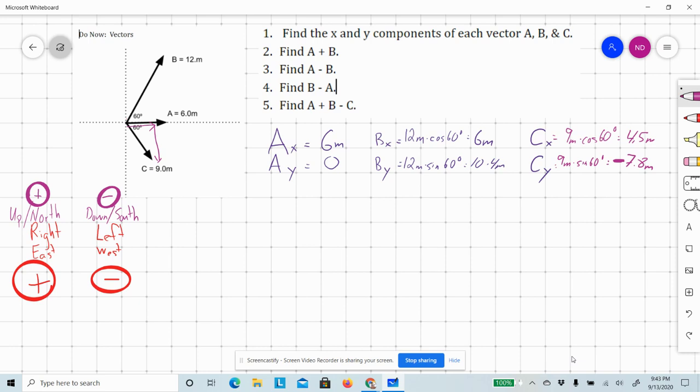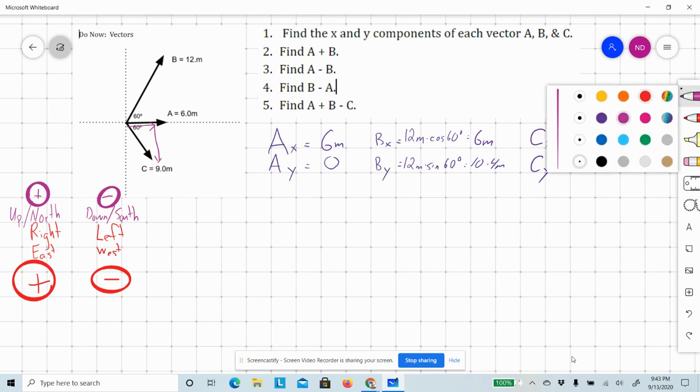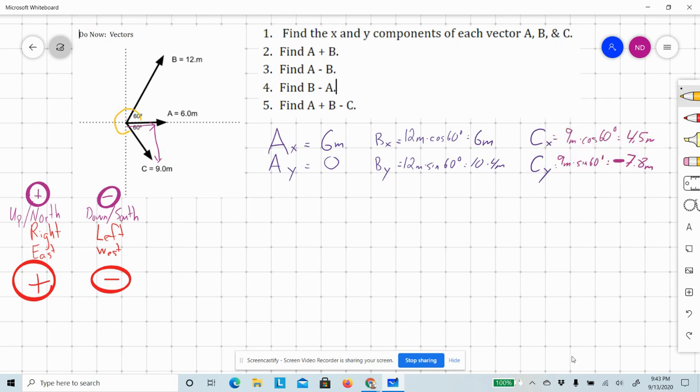So if you wanted to do it that way, you could reason that this angle there would be 300 degrees, and if you use that angle, you get the negative result. All right. The rest of this now is really pretty simple. I'll walk you through A plus B, and then that's it. The rest you can do on your own. I think that'll be enough.